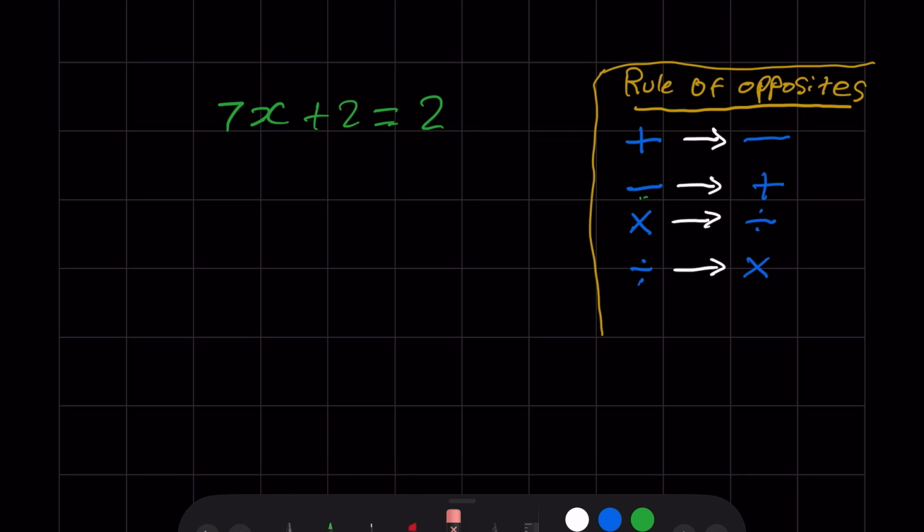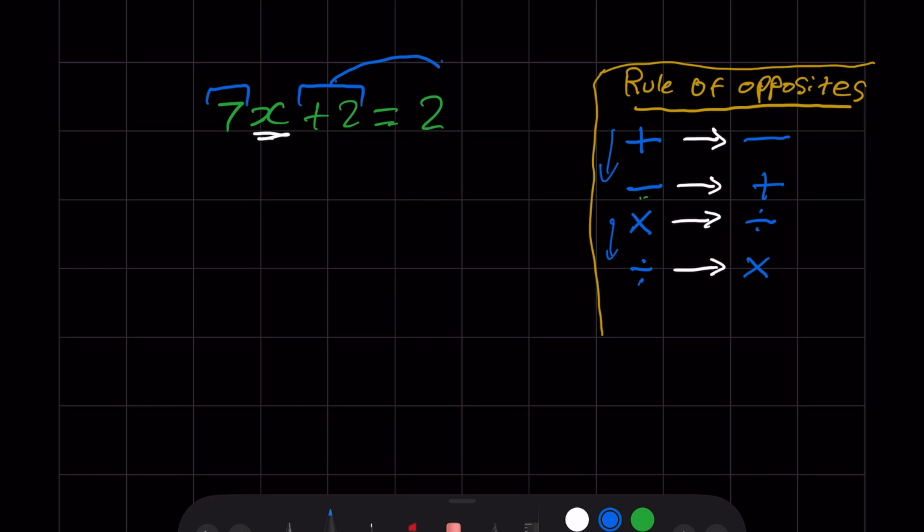Here's another one here: 7x plus 2 equals 2. Once again, we want to isolate this x value so that we can find out what it equals for this to be true. We have got a term here with the x value. We start with our plus and our minuses, and then we do our multiplications and divisions.